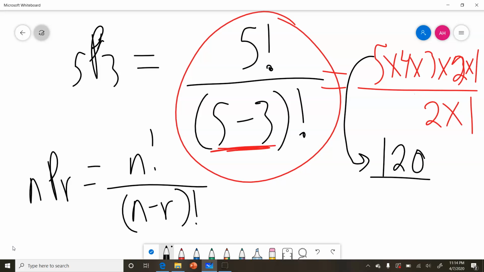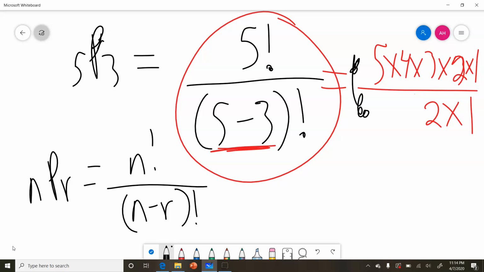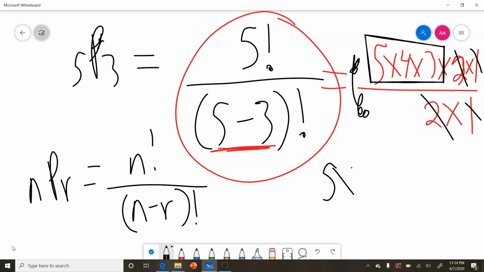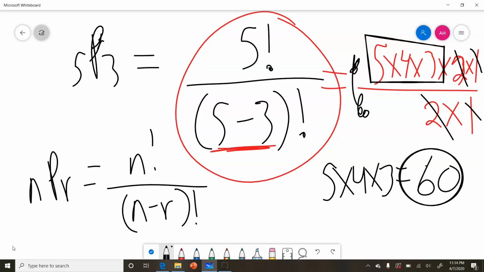Well, we don't multiply it out, actually. What we do before we even do that is we say what in the top is the same in the bottom, and we cancel those out. So this 1 cancels, and this 2 cancels. Now the answer is just 5 times 4 times 3, which is 60 when you type it in the calculator. So 5p3 is the same as 60.